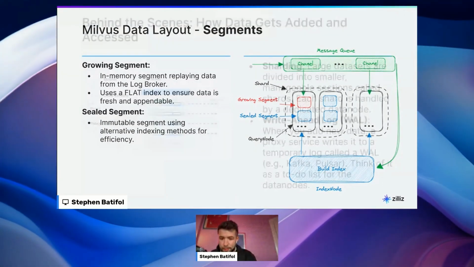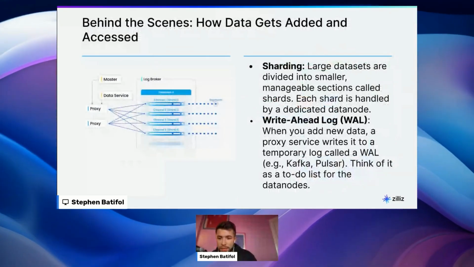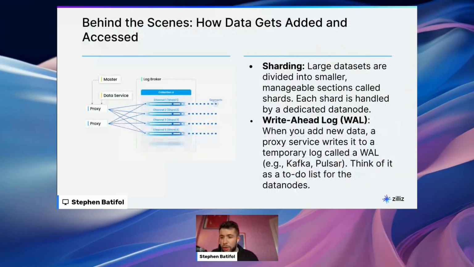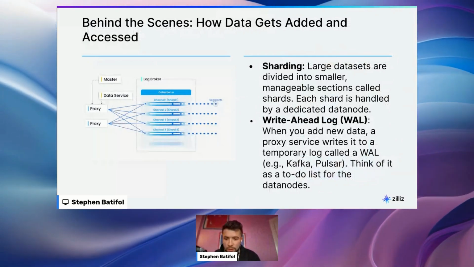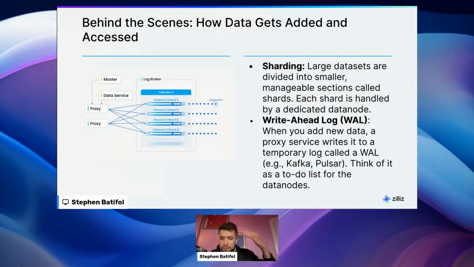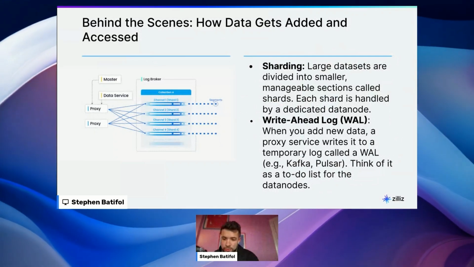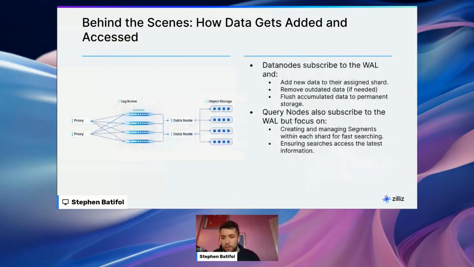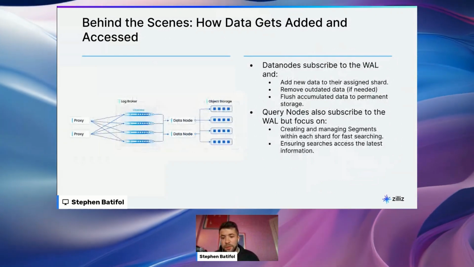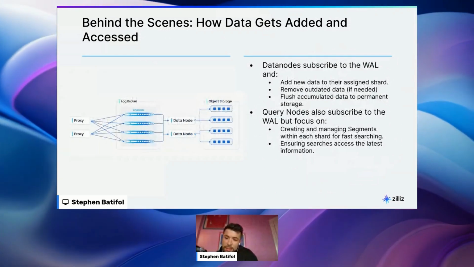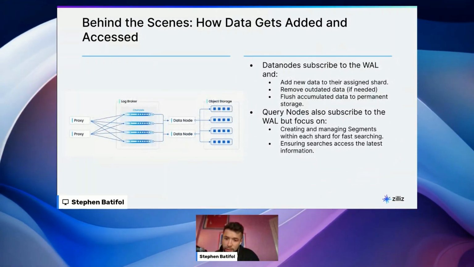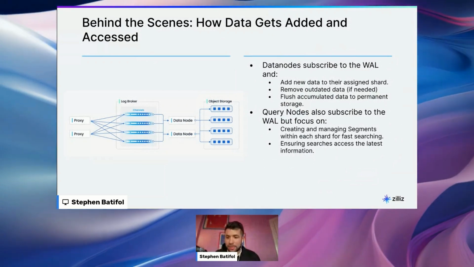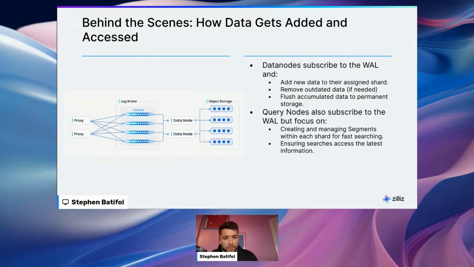And yes, so then how the data gets added and accessed. So you have sharding, which is where the large data sets are divided into smaller sections. And then we write everything into a log broker, like Kafka. And you can think of it as a to-do list for the data nodes. And then the data nodes add the new data to the shards. They remove the outdated data if needed. They flush the accumulated data into permanent storage. And then we create segments, so growing segments, and then we seal them. And then we build an index on top of it. And that's how it works, basically. That's what happens when you add data to your vector search and vector database in general.